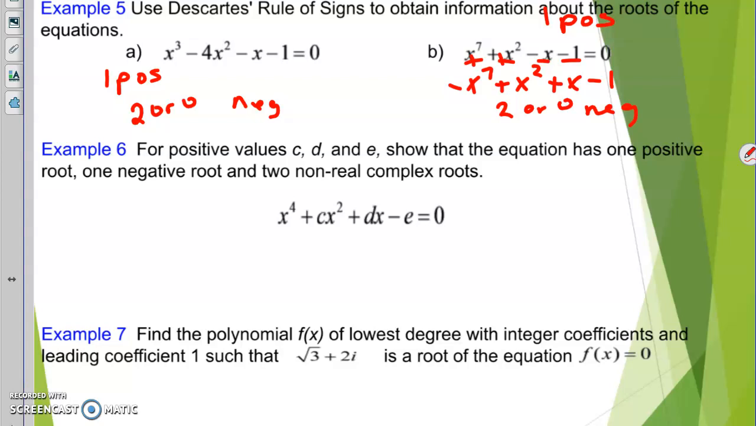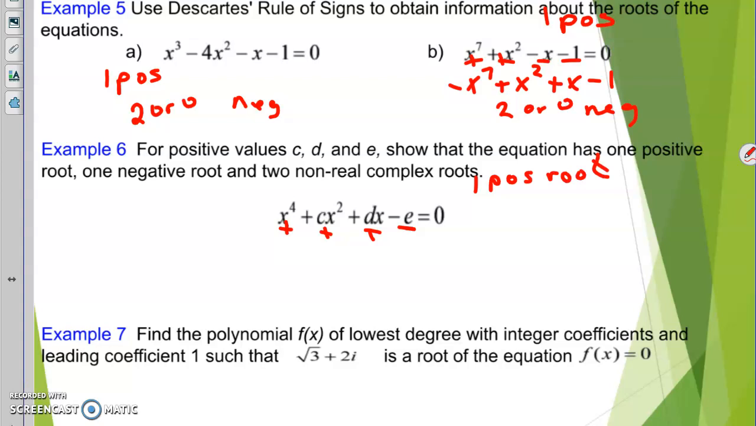So let's look at example number 6. For positive values of C, D, and E, show that the equation has 1 positive root and 1 negative root and 2 non-real complex roots. So if I go ahead and we know that C, D, and E are positive, and I plug in, I have a positive, positive, positive, and that would be 1 change. So that shows that there's 1 positive root.